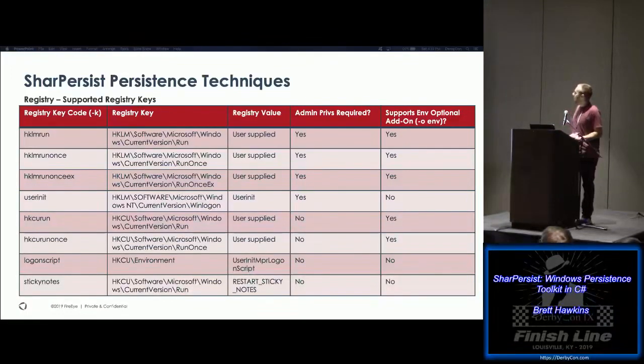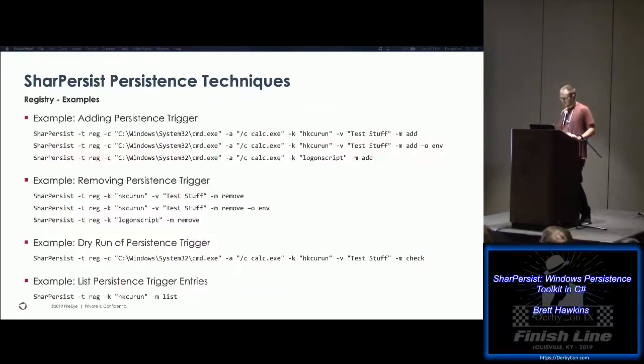Currently, the environment variable obfuscation is only supported for the user supplied registry keys, but I plan to add that functionality to the predefined ones in the future. One thing I wanted to note with the example command for this, when you're adding persistence: the first example there is just a regular one, adding persistence to the HKCU run key with some value you specify. The second one is the same thing, only you're adding that environment variable obfuscation with the -o env. And then the third one would be an example of a predefined registry key. As you can see, you don't specify a value for that one. It does it automatically for you.